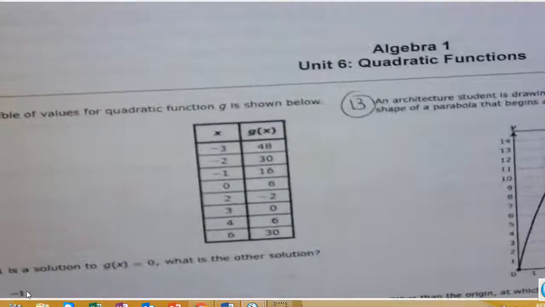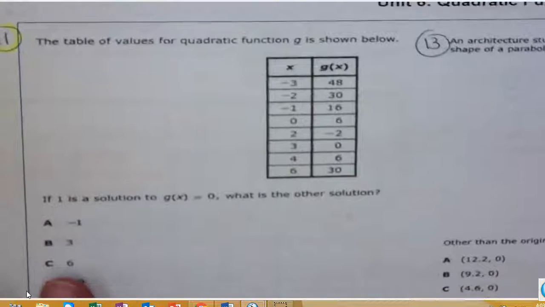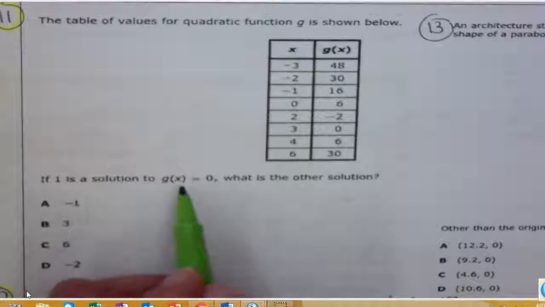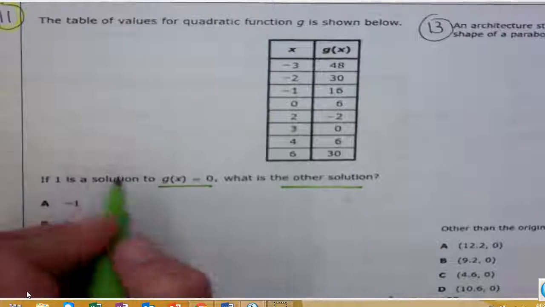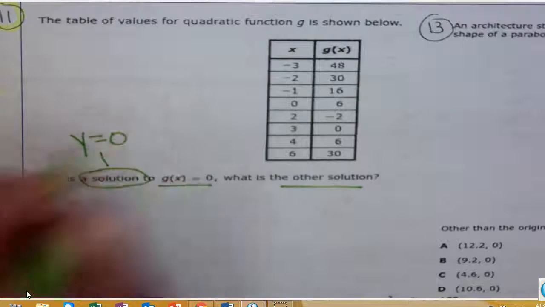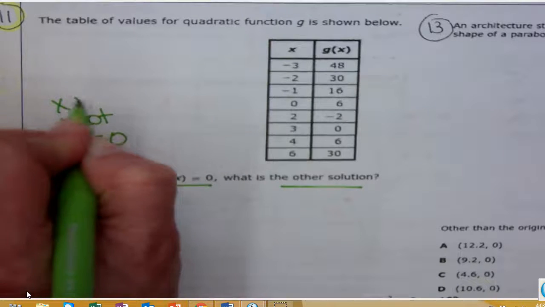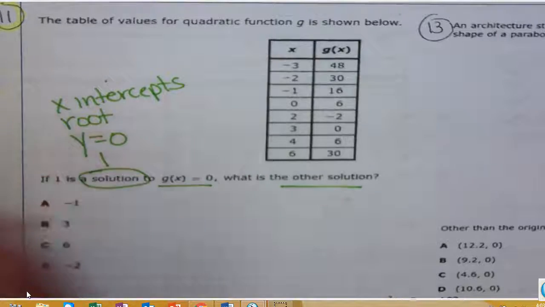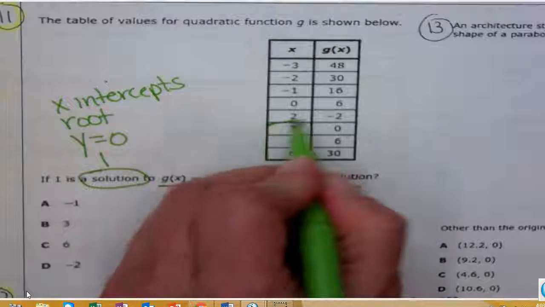The table of the values for the quadratic function g is shown below. If 1 is a solution to g of x equals 0, what would be the other solution? Okay, again, we're talking about solutions. We're talking about y equals 0. We're talking about roots. We're talking about x-intercepts. So when is y equals 0? Well, we see that y equals 0 here.